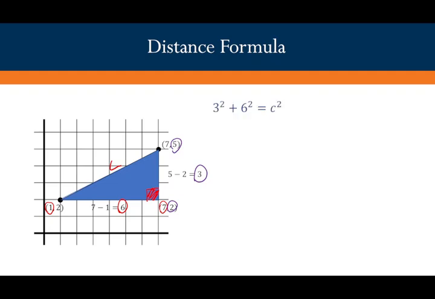And now we're just doing the Pythagorean theorem. 3 squared plus 6 squared is c squared. Square those out, add them up, take the square root of both sides, and we get 6.7, which is a little longer than this side, but it's the longest side, so that checks out. The distance formula is basically just putting a formula around this process.